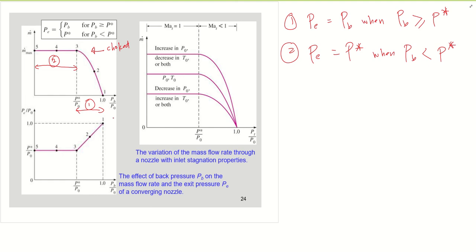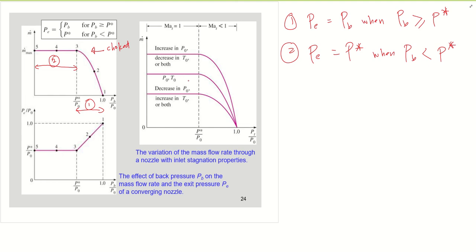This figure shows the variation of the mass flow rate through a nozzle with inlet stagnation properties. PT refers to the throat pressure, and this is the mass flow rate. In this region, the throat Mach number is equal to 1, which is after the choke condition, and in this region the throat Mach number is less than 1, which is subsonic. If we increase the stagnation pressure, or decrease the stagnation temperature, or both, m dot will be increased. That is the variation of isentropic flow through a nozzle.